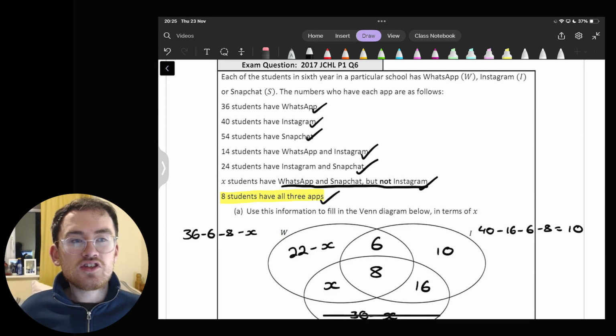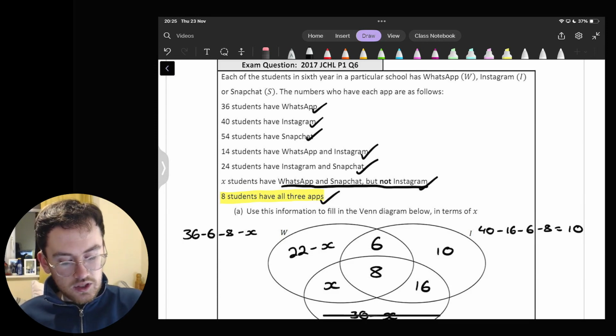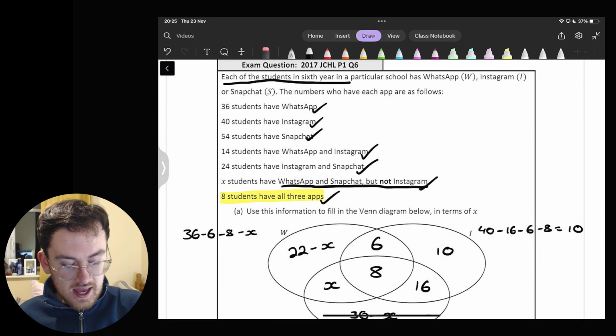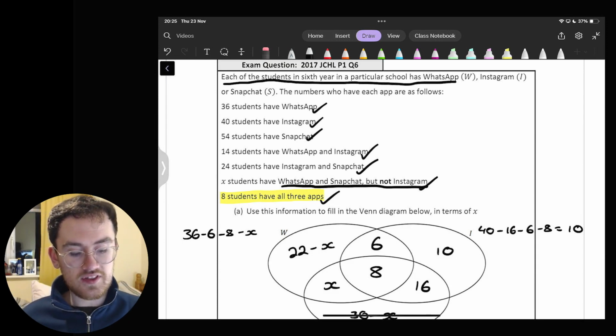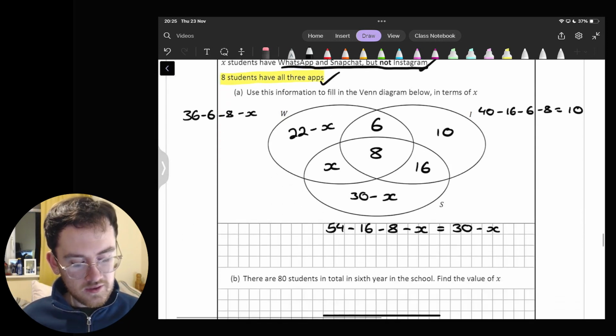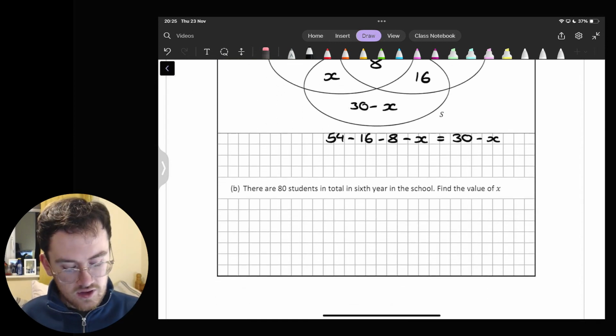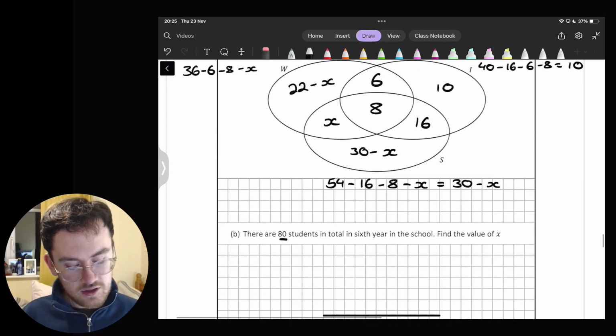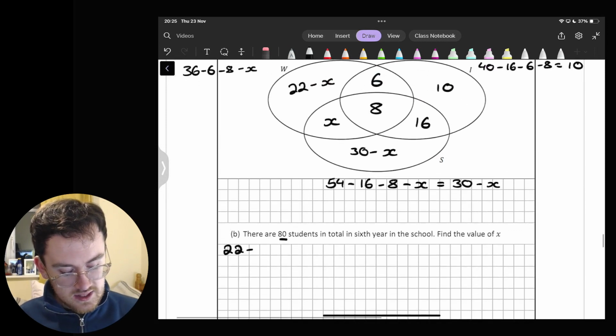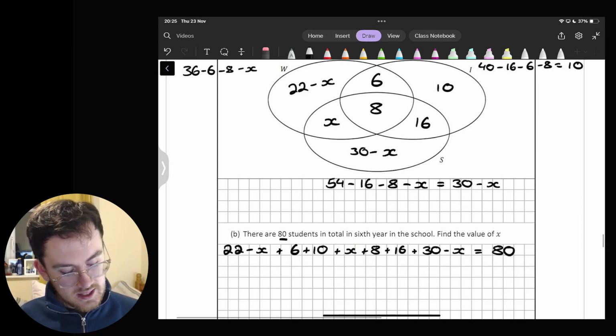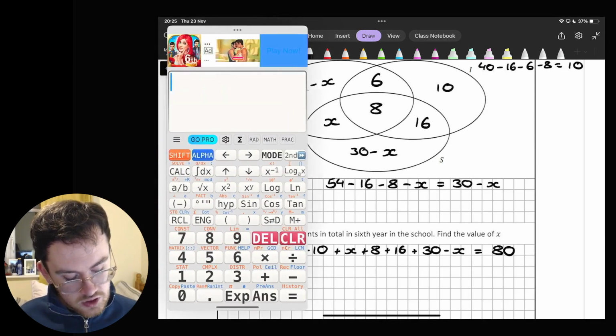Each of the students in the school has one. It says each of the students in a particular school has one of the apps, so we know there's no people on the outside. So if I now take part B here, where it says there are 80 students, find the value of x, we take each of these sections, and I generally work from left to right, and then move down and do the next line from left to right, and then do the last section, and it should be equal to 80.